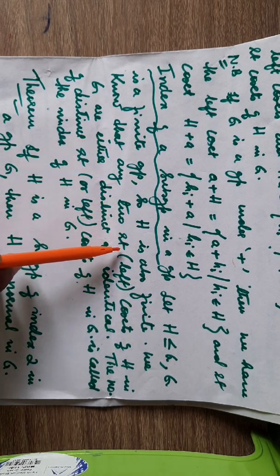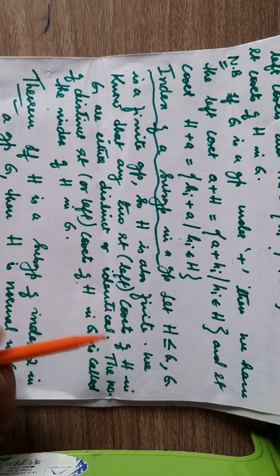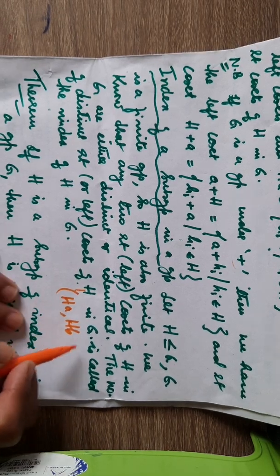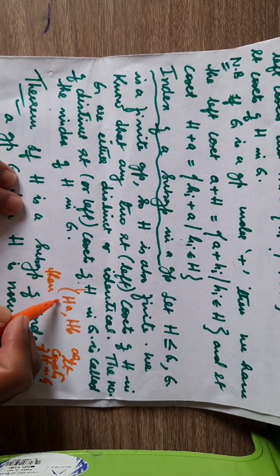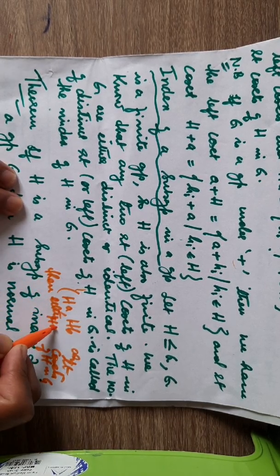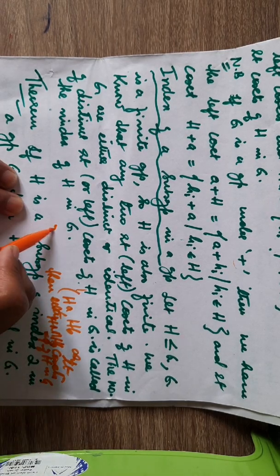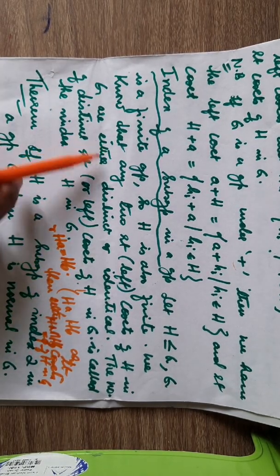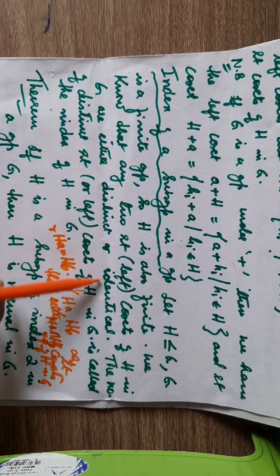So we know that any two right or left cosets of H in G are either distinct or identical. For example, suppose Ha and Hb are the right cosets of H in G. Then either Ha intersection Hb is equal to phi, that is empty, that means they are distinct, or Ha is exactly equal to Hb. So that is the meaning of this one. The right cosets of H in G are either distinct or identical.